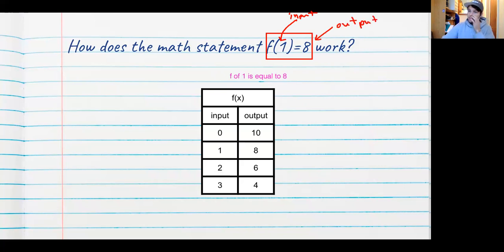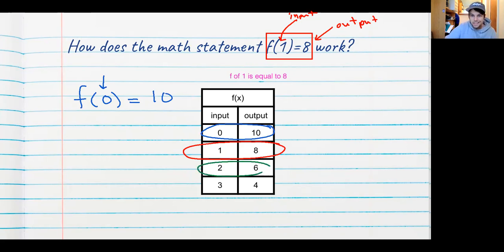We could write some other statements like this based on our table, but you can see right here in our function table that that's true. When we put in the number 1, we get out the number 8. Let's write another statement like this that's true based on our table. Let's take a look at this first entry of our table, input of 0, output of 10. So if we put in 0, this is our input, we should get out 10. Or do another one, why not? If we put in 2, we should get out 6. So f of 2 is equal to 6.